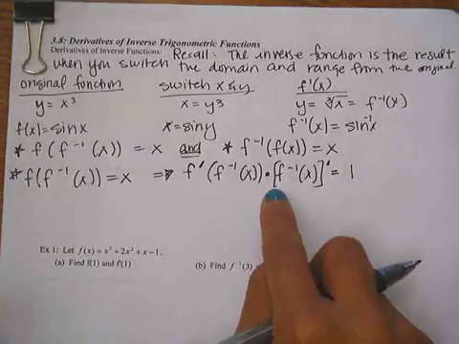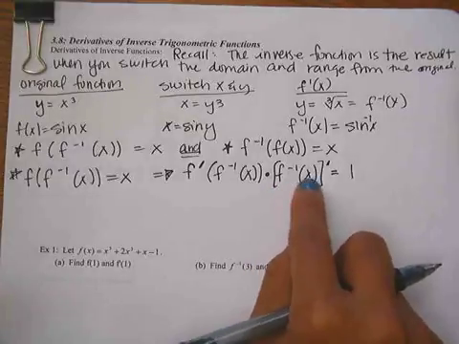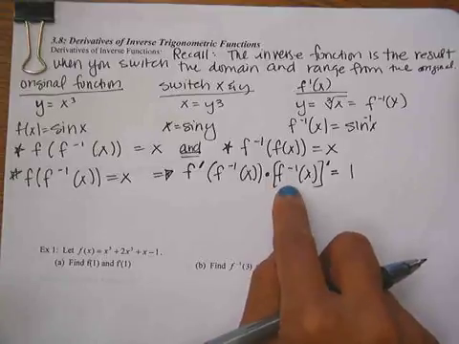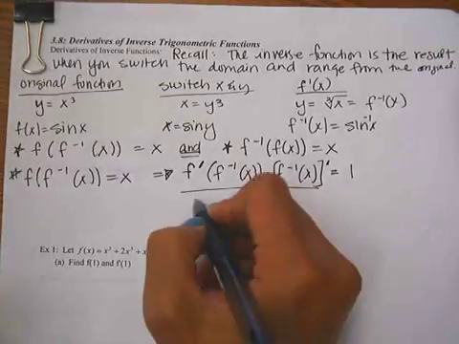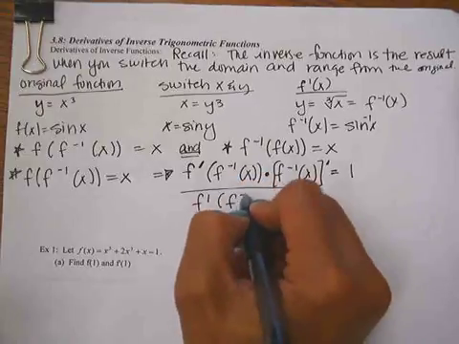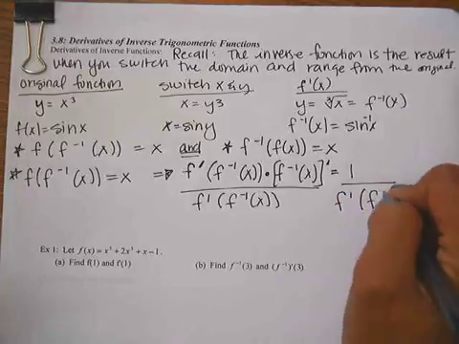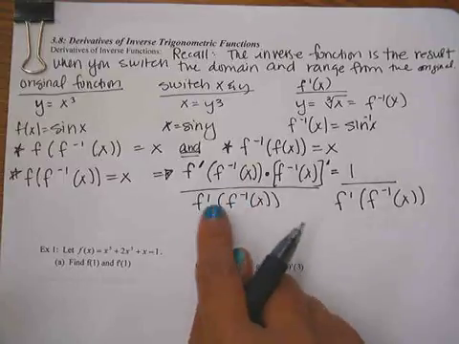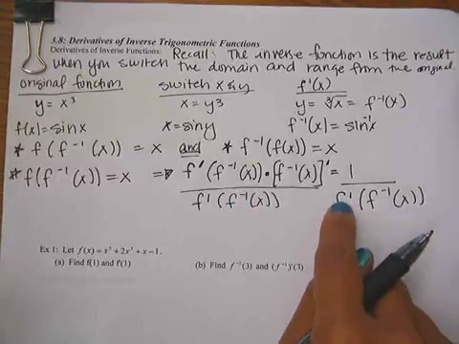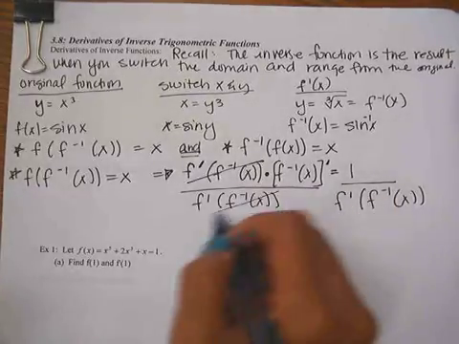Now, remember, I want to solve for the derivative of the inverse, so this is what I want to get by itself. That means I'm going to divide both sides by f prime of f inverse of x. What I divide on one side, I have to divide on the other. And look, the notation is really confusing, so make sure you pay careful attention and write it correctly. This is the derivative of the outer component, and this is the inverse. So that is now gone.